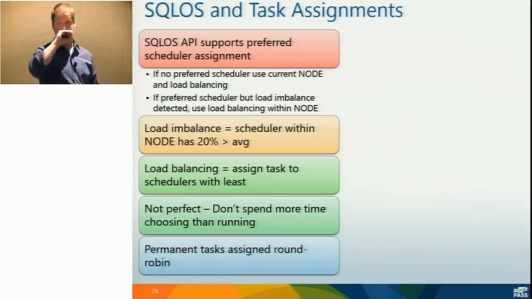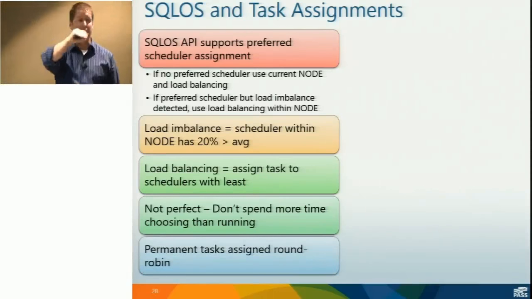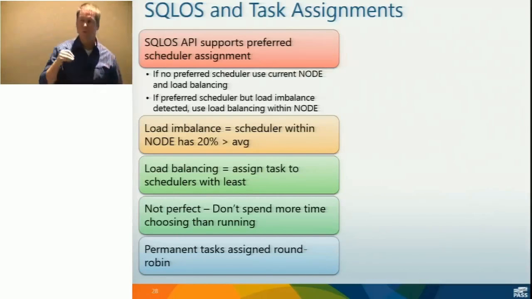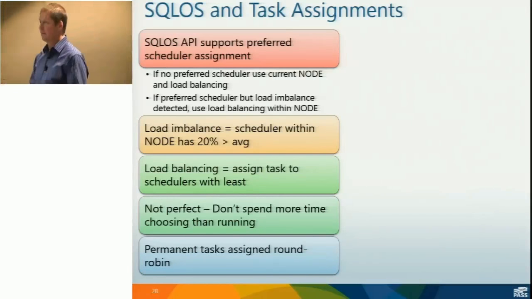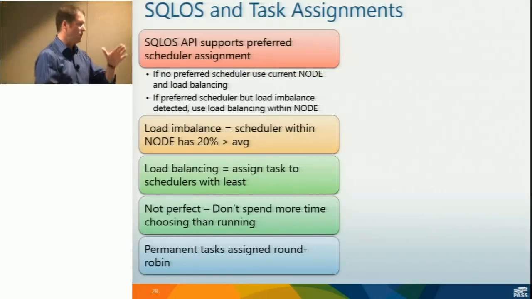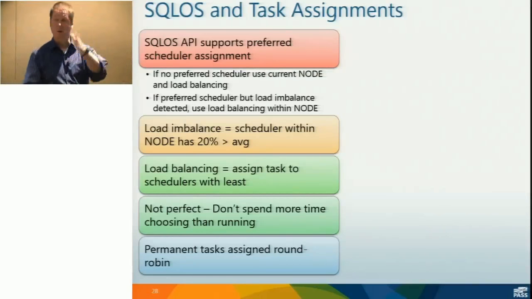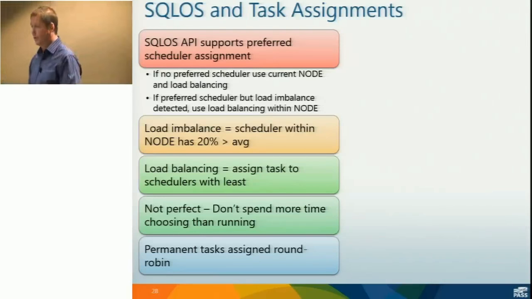And again, permanent tasks like LazyWriter and so forth, they're assigned on a round-robin basis. One of the reasons we decided to do it that way is they don't generally chew up a lot of CPU all the time. So it doesn't really matter that we use load balancing, just use round-robin. And by the way, older algorithms of SQL Server used round-robin techniques. But we now try to use more of a load balancing technique.